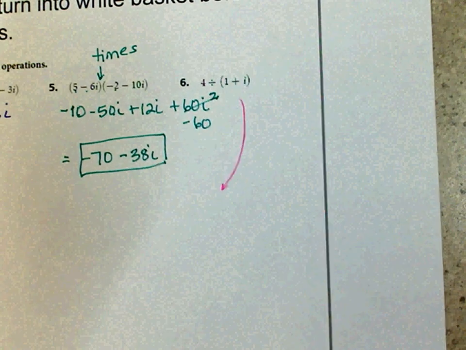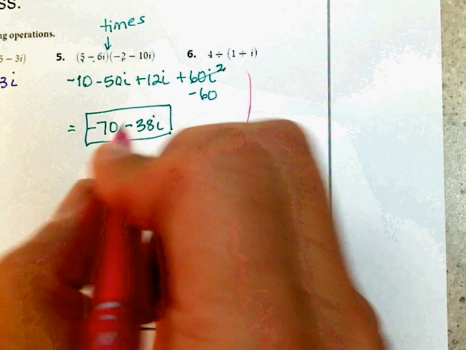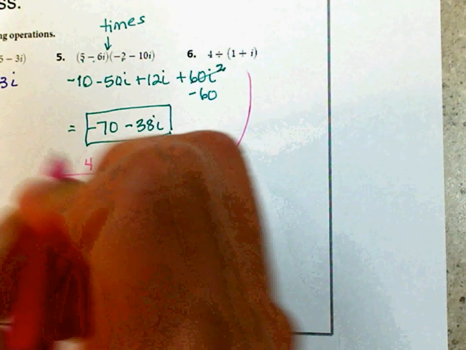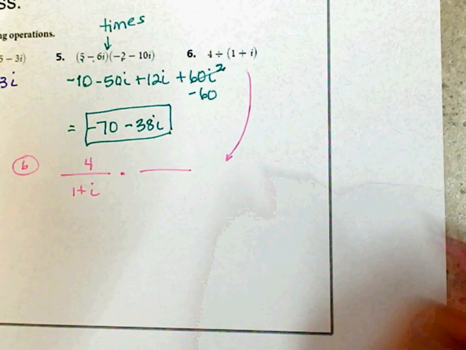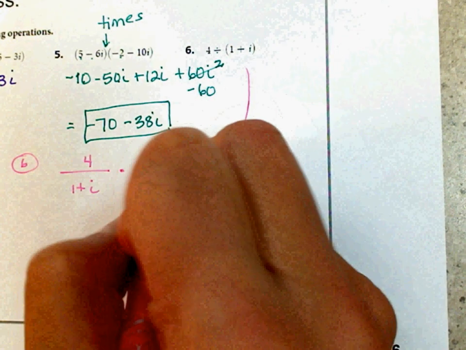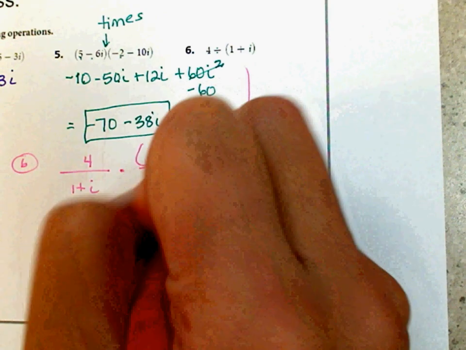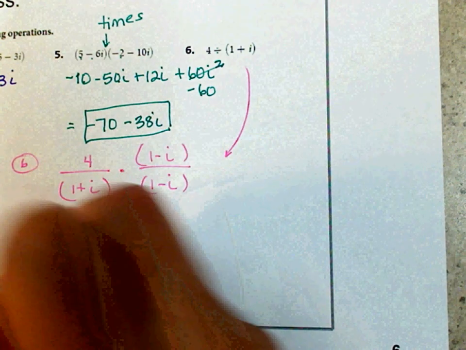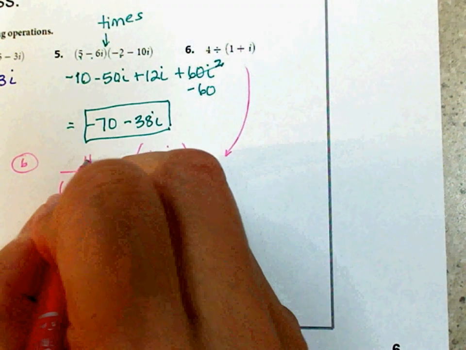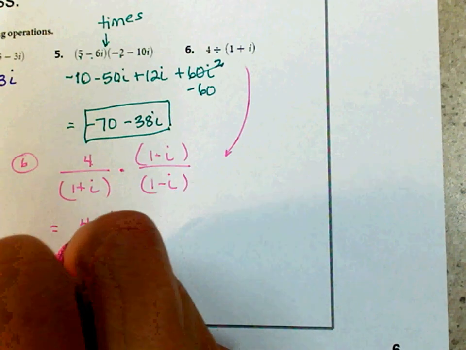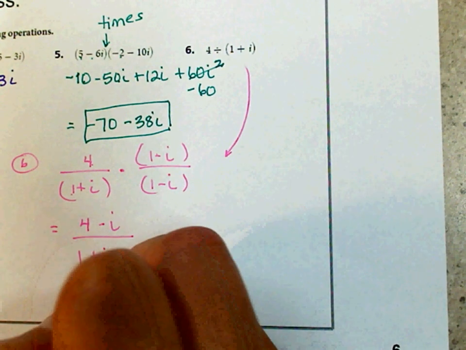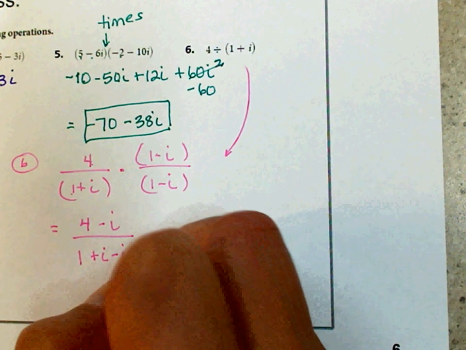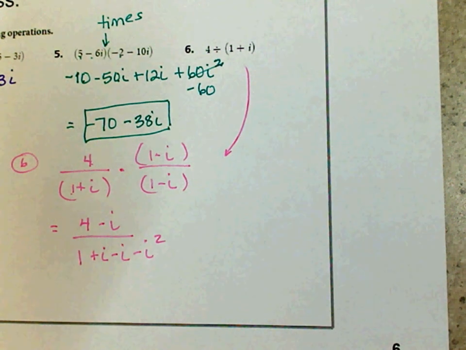So this is the same as 4 divided by 1 plus i. Can't have an i in your denominator, so you've got to use the conjugate, just like that. 4 times 1 is 4. 4 times negative i is negative 4i. 1 times 1 is 1, plus i minus i squared. So just multiply them out. That comes out to be positive 1.